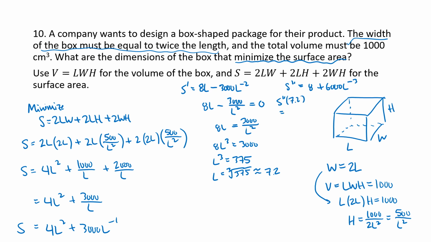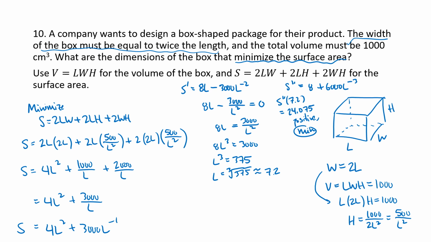So on my calculator, I'm typing 8 plus 6,000 times 7.2 to the negative 3. And that gives me, it helps if I type it in correctly. Let's try that again. Raised to the negative 3. I'm going to get about 24.07. And that is positive. So that means I do, in fact, have a min just like I wanted. So I'm almost done with the problem. This is a longer one.